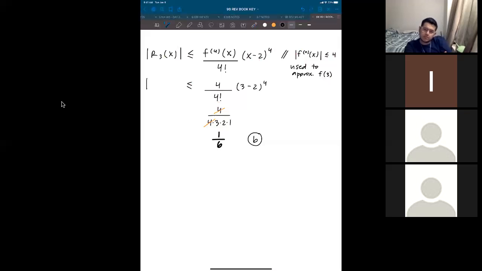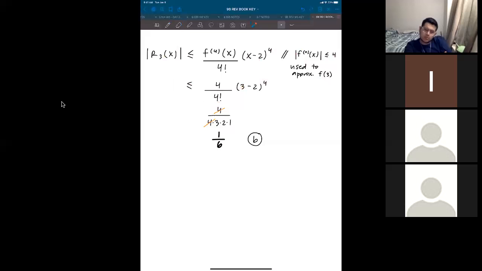It'll be like f of 3 minus T sub 3 of 3, like that. So that's another way where this is the actual value and this is the approximated Taylor polynomial value. And this represents error. So if it looks like this, then we take that 3 and plug it in here for x. So it just depends on how the problem is worded. Anyways, at that point, it just becomes 1/6.